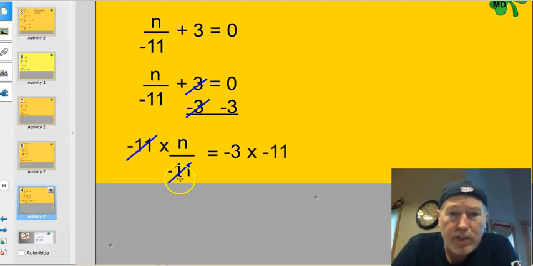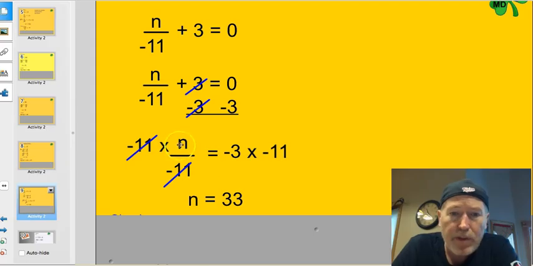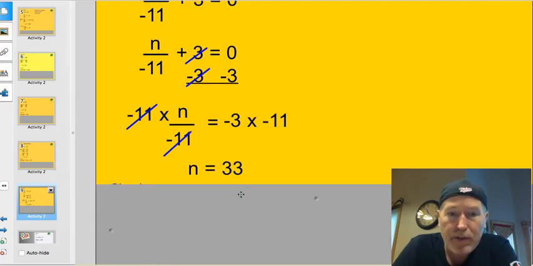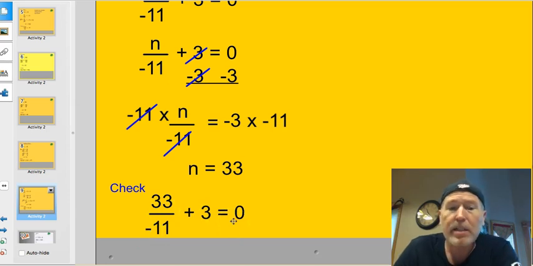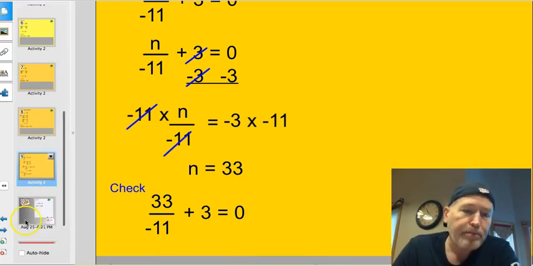These negative 11s will cross off, but now I've got a negative 3 times a negative 11 on this side. So what I'm left with is n over here. I've got a negative times a negative, so I have 33, and that's a positive value. Pop it in and see if it works. 33 divided by 11, well, that's 3, but it's going to be a negative 3. So I have a negative 3 plus a positive 3. That does equal 0. Worked out. Hope you got that one right.